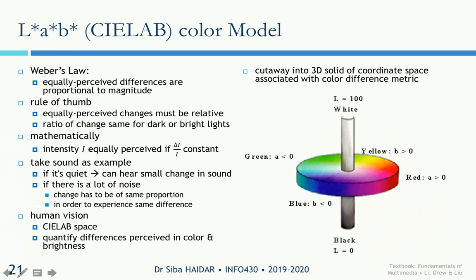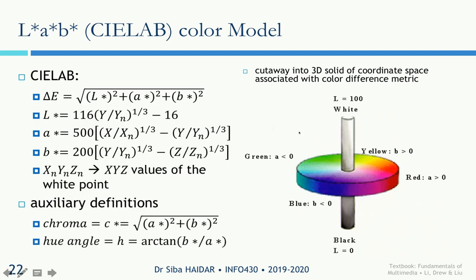color. So, with respect to Weber's law, we want to transform again our three primaries in order to make the perception relative to the difference. And we pose our equations in order to deduce the L*, a*, and b* from the X, Y, and Z values. And we use in the equations the Xn, Yn, and Zn, which are the X, Y, Z values for the white point.